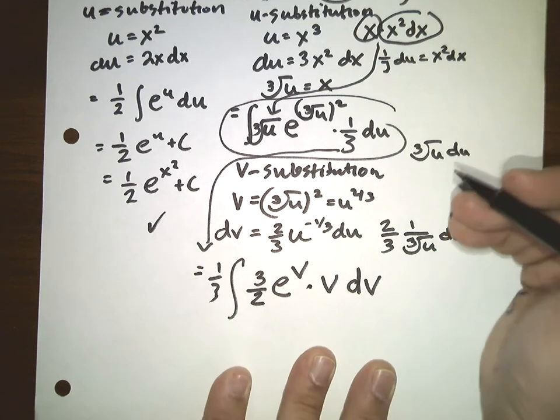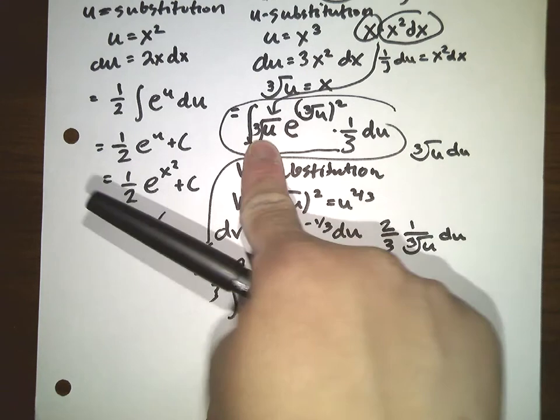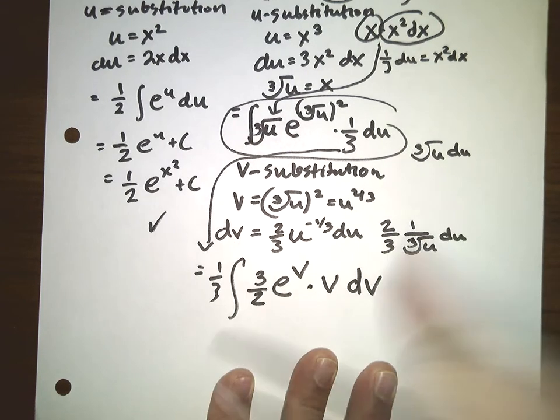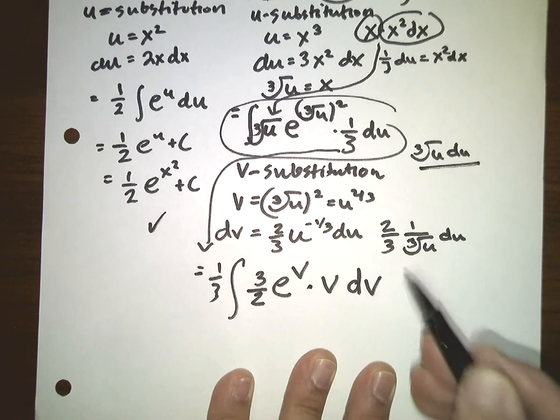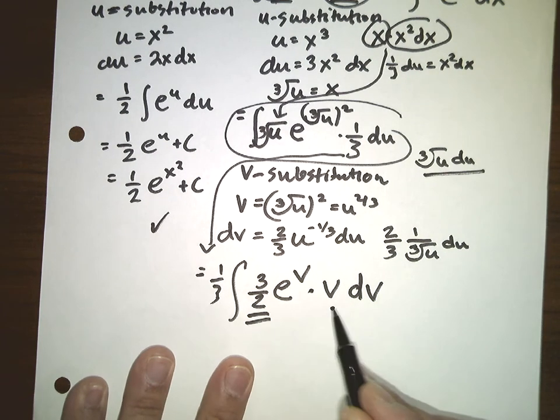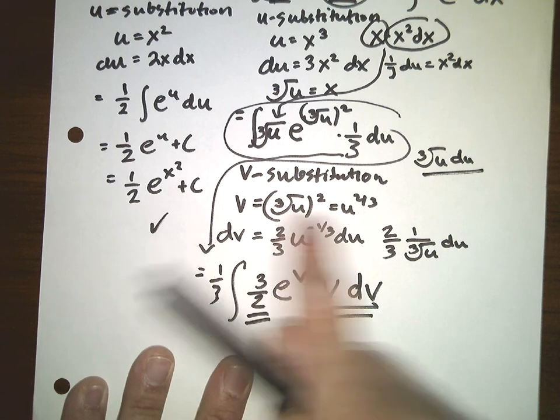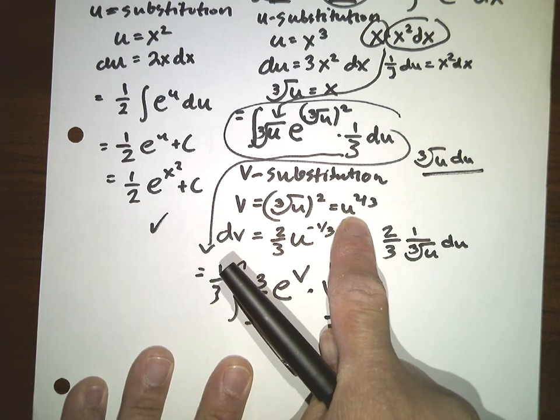I lost where it was. All right, so it was the cube root of u du, and I want to convert that so that it's the 3/2 v dv. All right, so just remember exactly what happened here, right? So v was u to the 2/3.